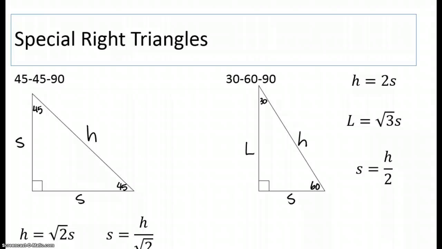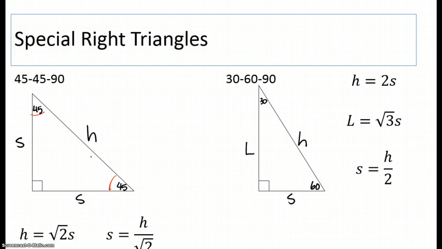The next thing we're going to review is our special right triangles. So we have a 45, 45, 90 triangle. So with a 45, 45, 90, remember that these angles are the same. Means these side lengths are the same, and then we have our hypotenuse. The relationship is that the hypotenuse is the side length times the square root of 2, and that the side length is the hypotenuse divided by root 2.